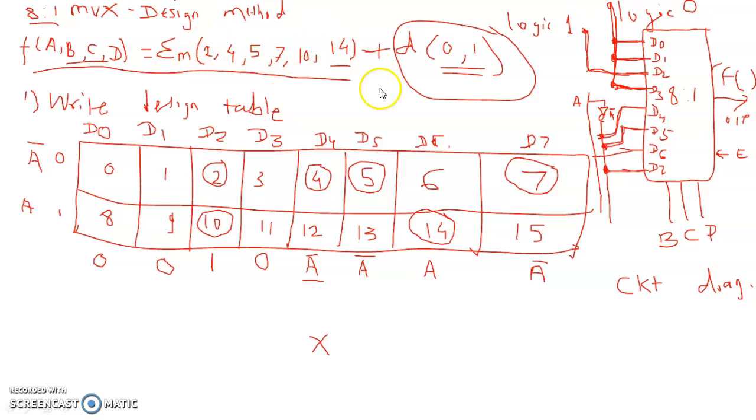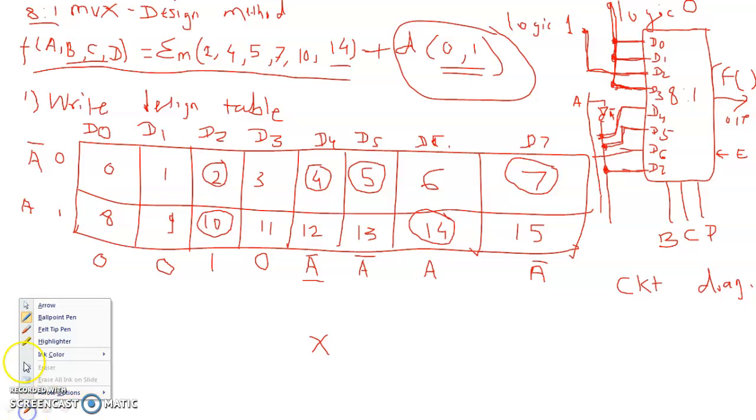So whatever the terms are given in the expression, we have to encircle those terms. So 2, 4, 5, 7, then 10, 14. After that, again, the don't care conditions 0 and 1. Suppose a don't care condition is given, that also we have to consider. But in this example we have not considered the don't care condition, because I have just explained to you how you can mark that don't care.